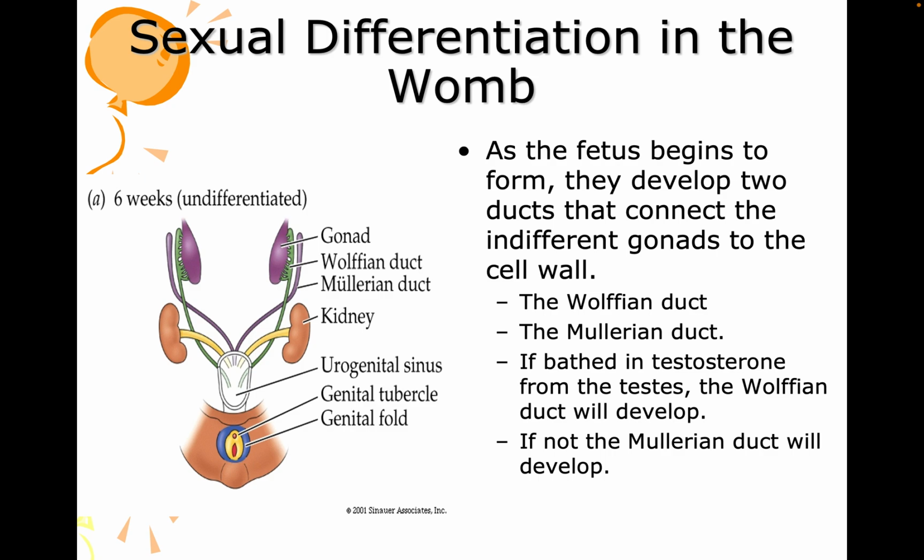As the fetus begins to form, they develop two ducts that connect the indifferent gonads to the cell wall. These are the Wolffian ducts and the Mullerian ducts. If bathed in testosterone from the testes, the Wolffian duct will develop. If not, the Mullerian duct will develop.